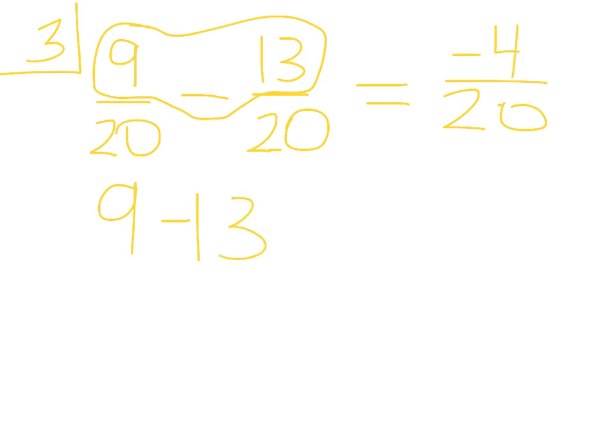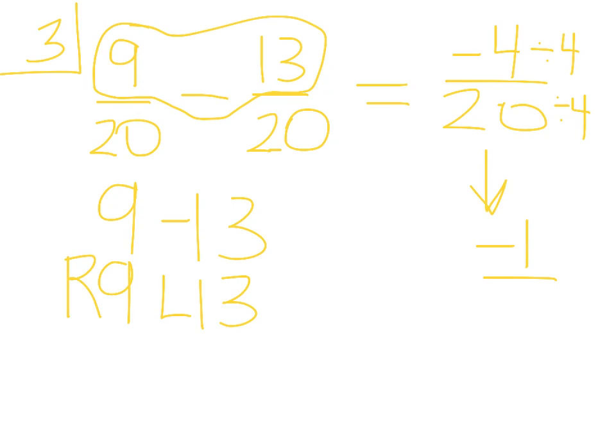But if you don't, then what you should be thinking is that's a positive 9, right? 9 minus 13 means go left 13, and you end up at -4. Now what we're doing is simplifying this, 4 and 20. I know that 4 goes into both of those, so I'm going to simplify. -4 divided by 4 is -1, and 20 divided by 4 is 5. So the answer is -1/5.